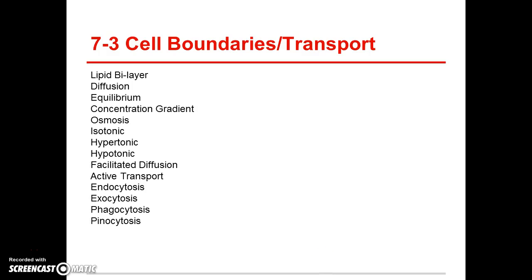Hi guys, this is Mrs. Polson. This is Unit 3, Segment 3, the last segment for this unit. It is called Cell Boundaries and Transport.